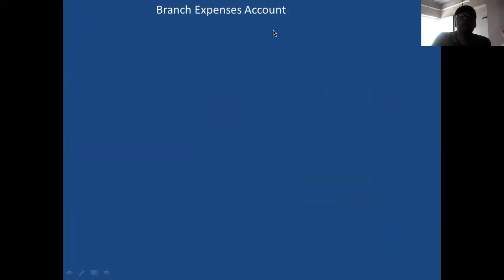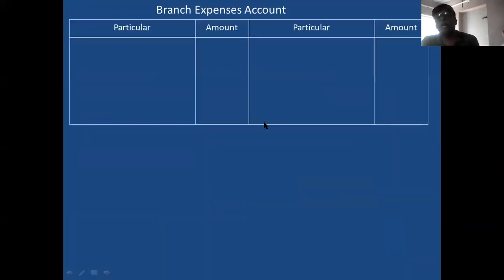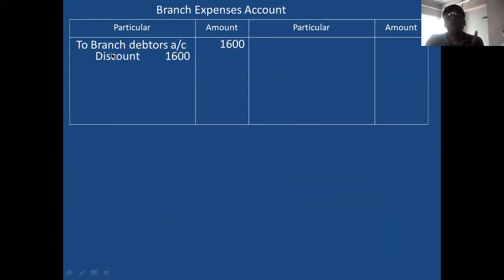Branch expense account. On the debit side, there are two items. First item is to branch debtors account. Under that, you write expenses related to debtors account: discount, bad debt, allowance. Three items can come, but here only one item is there, 1,600 discount.